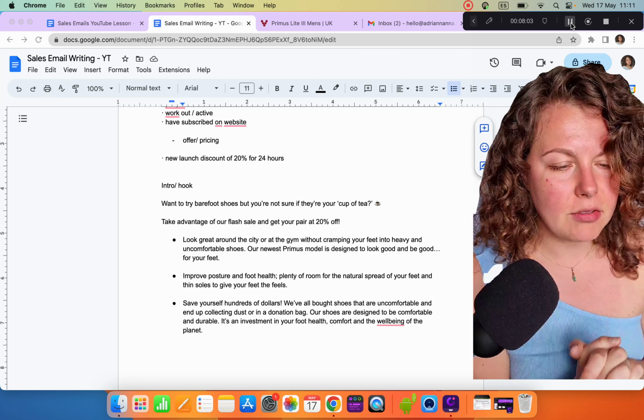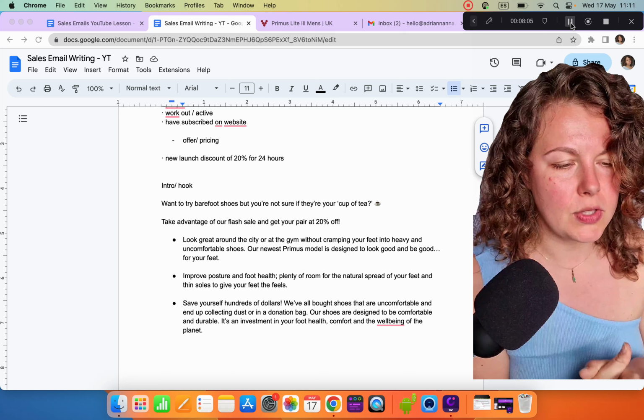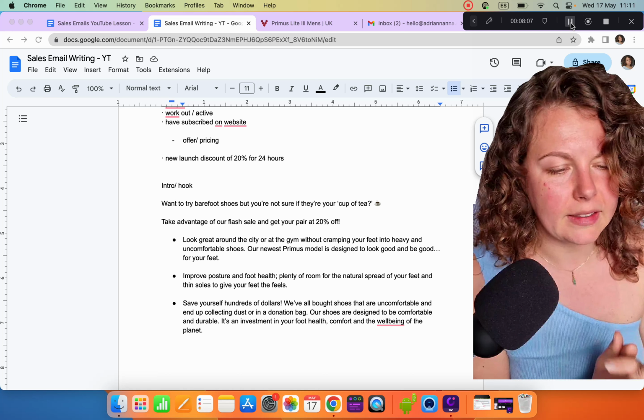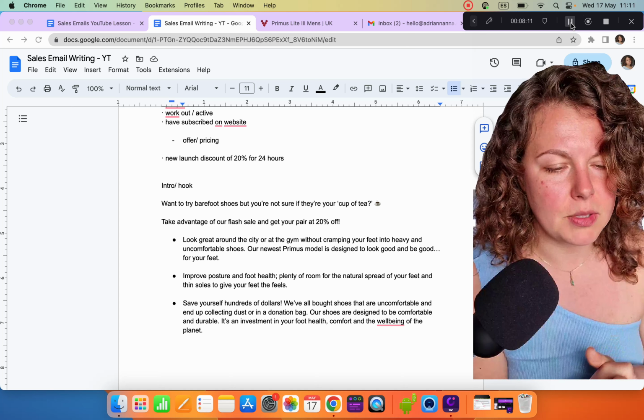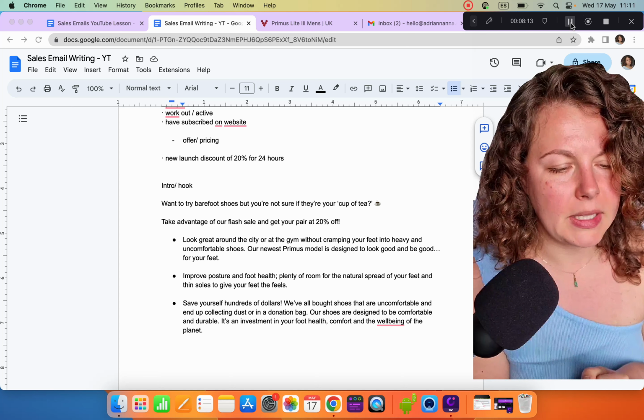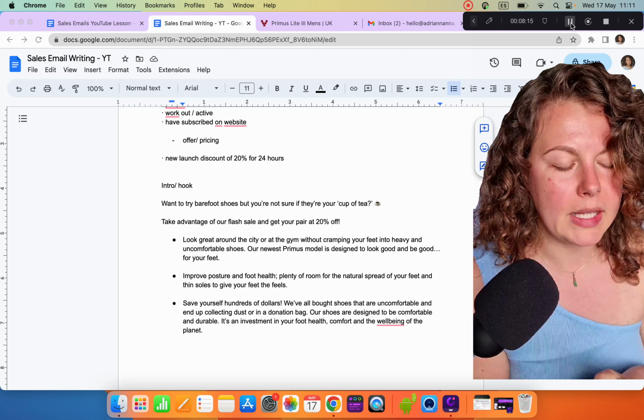And then, save yourself hundreds of dollars. We've all bought shoes that are uncomfortable and end up collecting dust or in a donation bag. Our shoes are designed to be comfortable and durable. It's an investment in your foot health, comfort, and the well-being of the planet.